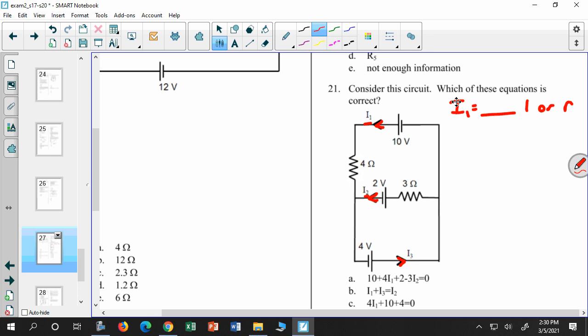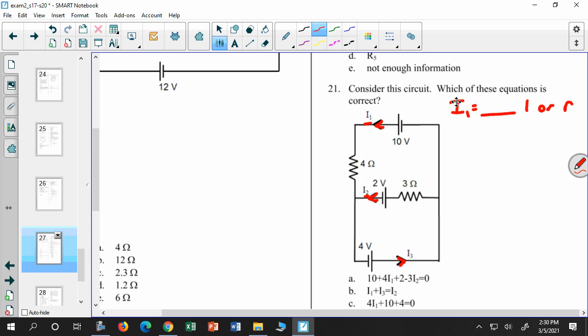So you want all three of them. What you're going to have to do is write 2 loop rules and 1 junction rule. I know I'm going to have to write a junction rule because in this circuit, I3 is not going to be in any of my loop rules. I know that because there's no resistor there. Okay? The circuit's going to look almost identical to this, just different numbers.